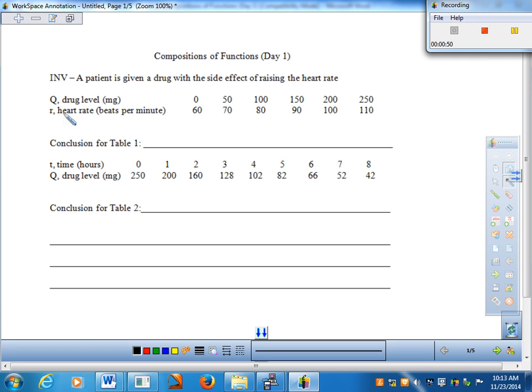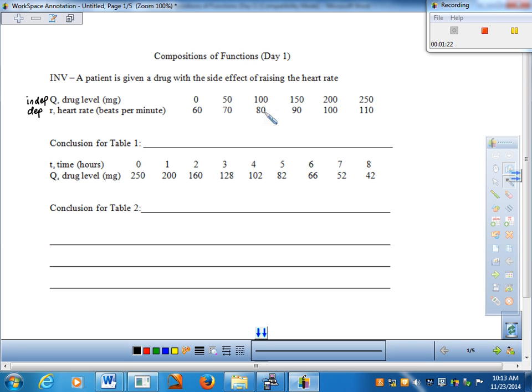So which depends on which? Well, I'm hoping you would agree with me that really the heart rate depends on the drug level. So the heart rate is the dependent variable quantity, and the drug level would be the independent variable quantity. And you can see from the values in this table exactly what this specified up here. As the drug level goes up, the heart rate is increasing.